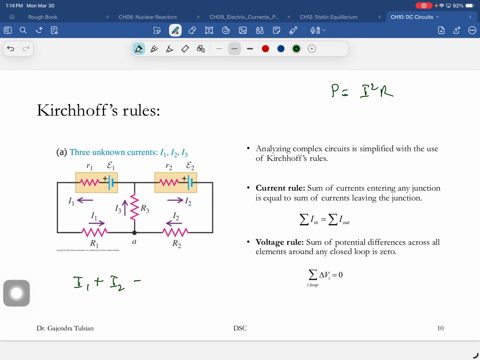That's what this voltage rule says. Let's say you start here, and the voltage change across this resistor is plus 5 volts, the one across this is minus 4 volts, and so on. You add up all the voltage changes, come back to the starting point, and they will all add up to 0. Okay. So those 2 simple rules are Kirchhoff's rules, and they will help you solve circuit problems.